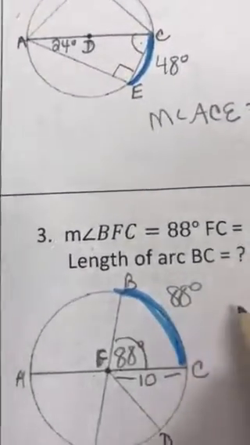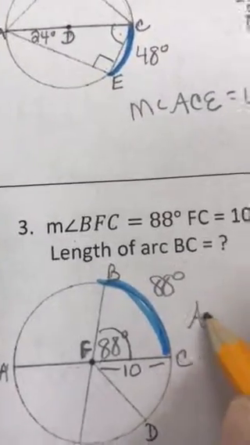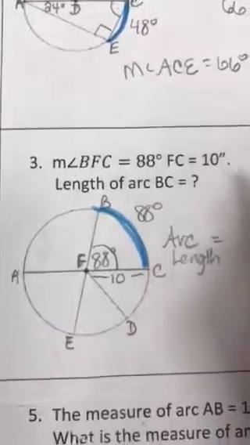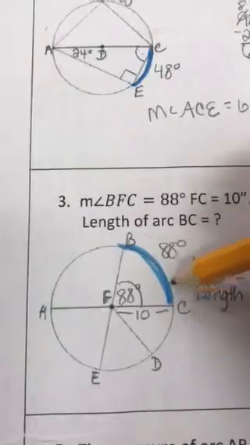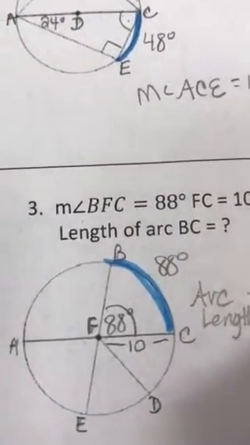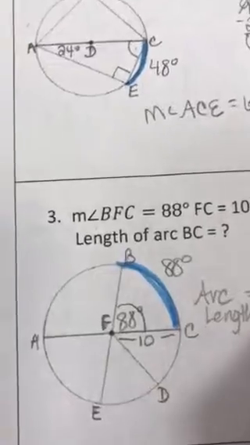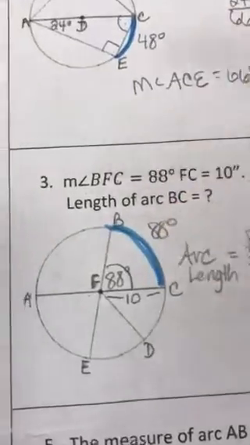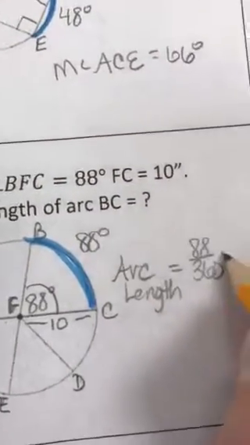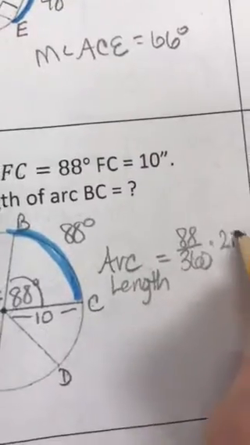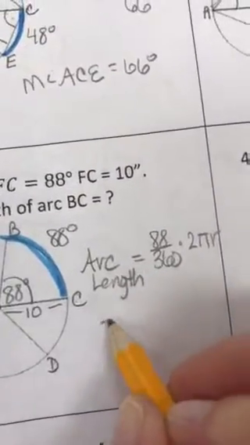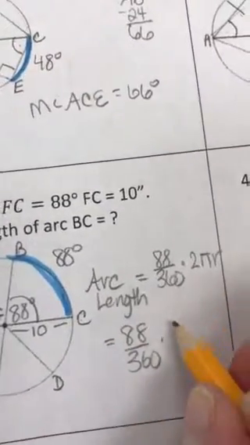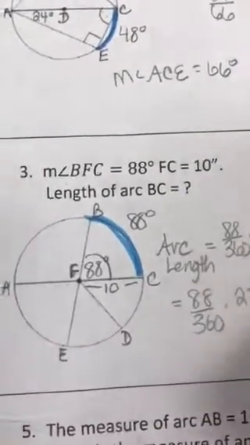So arc length equals the part of the circumference that I'm looking for, which is 88 out of the entire circle, 360. All right, and since we're looking for the part of the circumference, then that would be the part of 2 pi r. All right, so 88 over 360, that can be reduced. We'll do that in a minute. Times 2 times pi times the radius, which is 10.